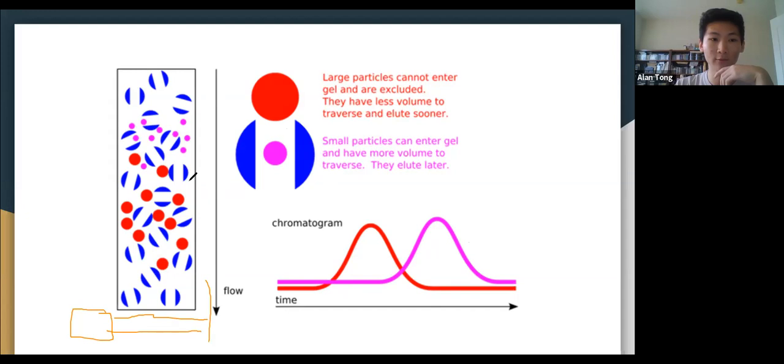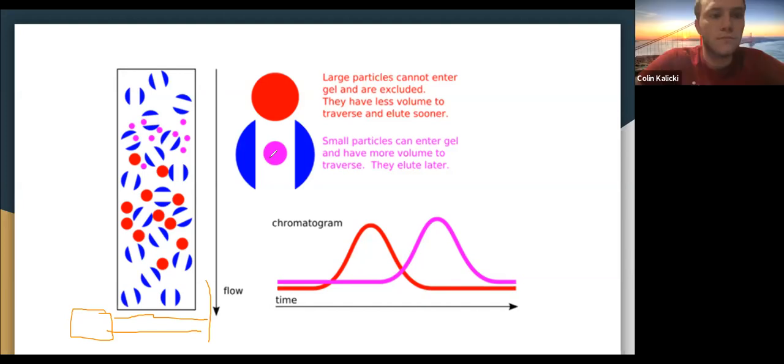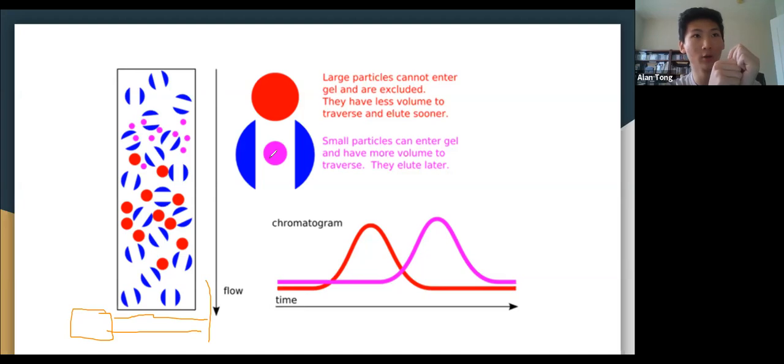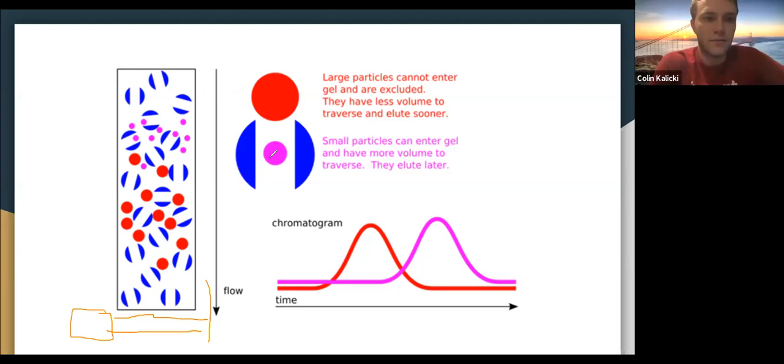Is this like how electrophoresis works by size? Yeah, same idea, right? Well, actually, not really. I mean, Colin, you can correct me if I'm saying this wrong, but in terms of size exclusion chromatography, the idea is that these small particles can go into these crevices. In SDS-PAGE or in electrophoresis, the smaller ones can flow through faster. So it's almost the opposite. Yeah. But similar idea.